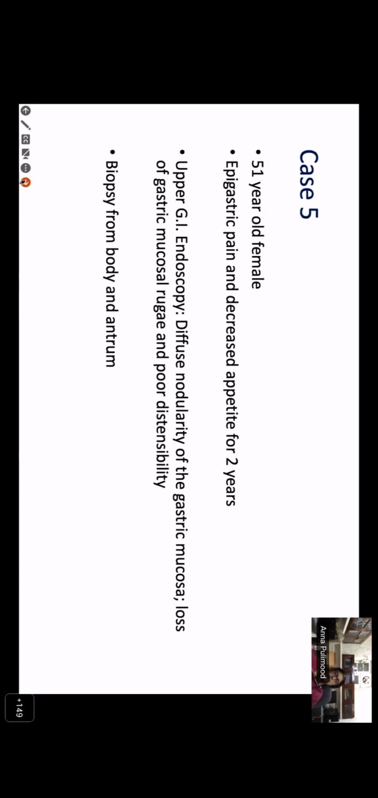Okay, so we'll come to the last case. This is a 51-year-old female who presented with epigastric pain and decreased appetite for 2 years. Vague, long-standing symptoms. Endoscopy showed nodularity of the gastric mucosa and loss of the normal folds with poor distensibility. Something happening in the wall that is not permitting it to distend properly. Biopsy from the body and the antrum.